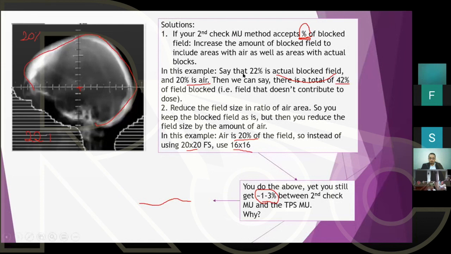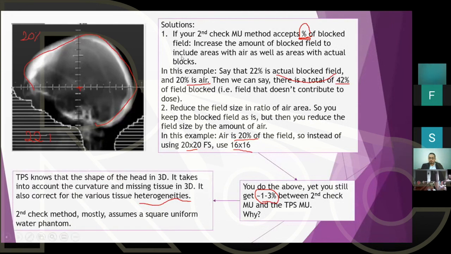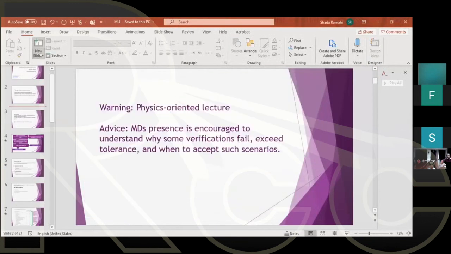Shada. May I add also that sometimes in field-in-field cases where you have a very small number of MUs, you can also end up with a high percentage discrepancy, but it could be just one MU, right? In which case you would accept. Really a good point. Right. This is a very good point to make.